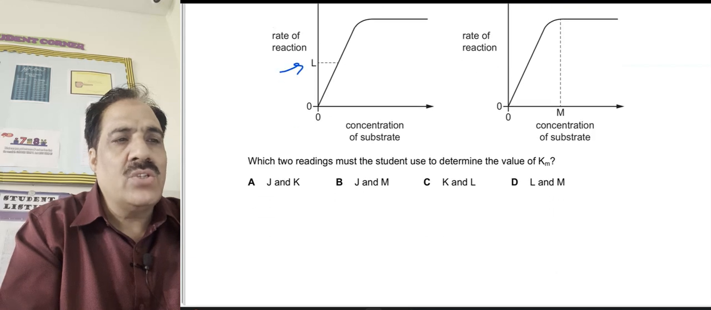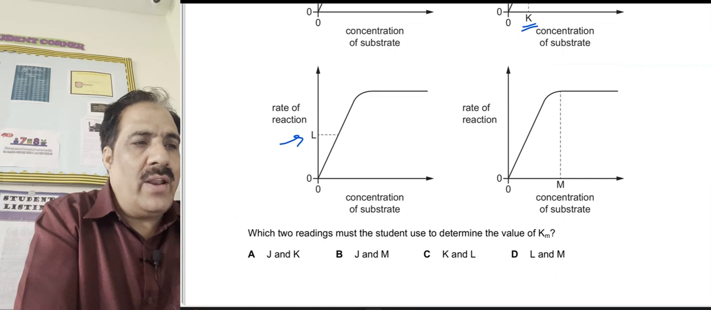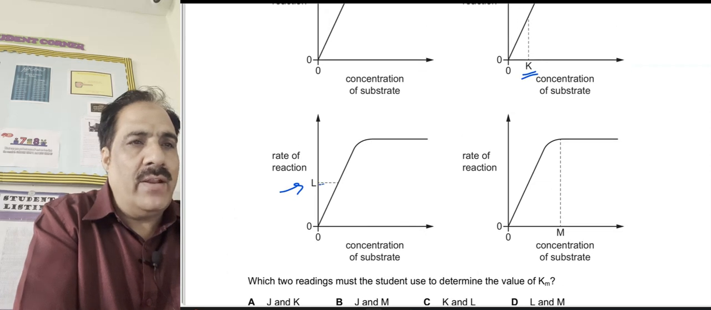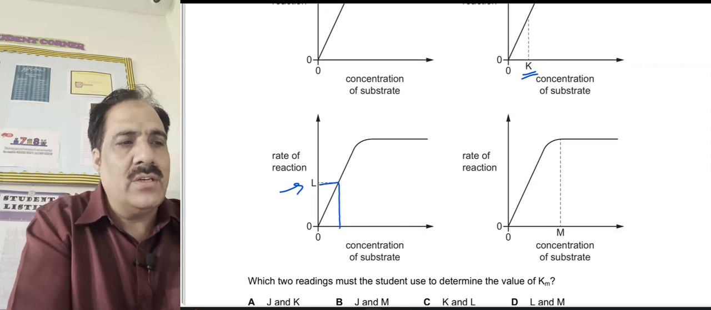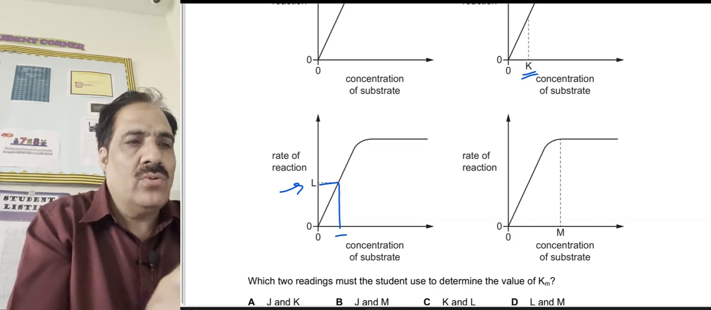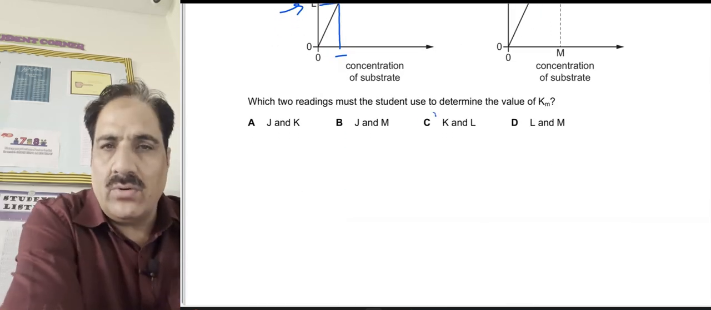Which 2 readings must the student use to determine the value of Km? So we must know where is the half of Vmax, and then we will find the value of the substrate concentration. That means L and K. So K and L or L and K, C is the correct option.